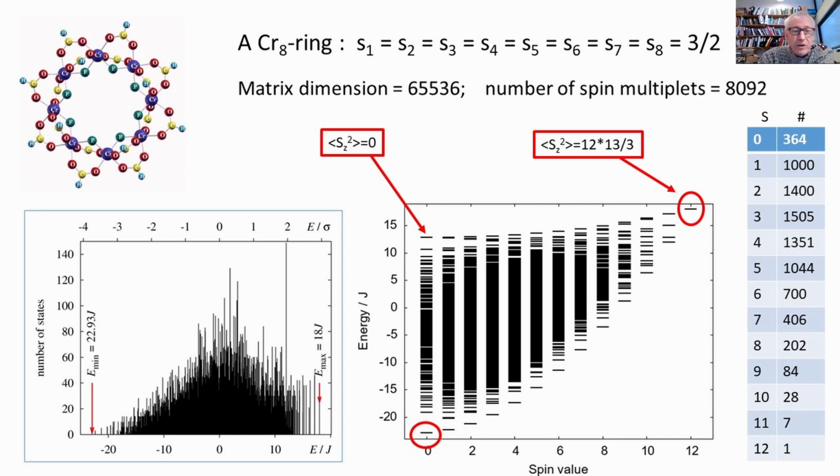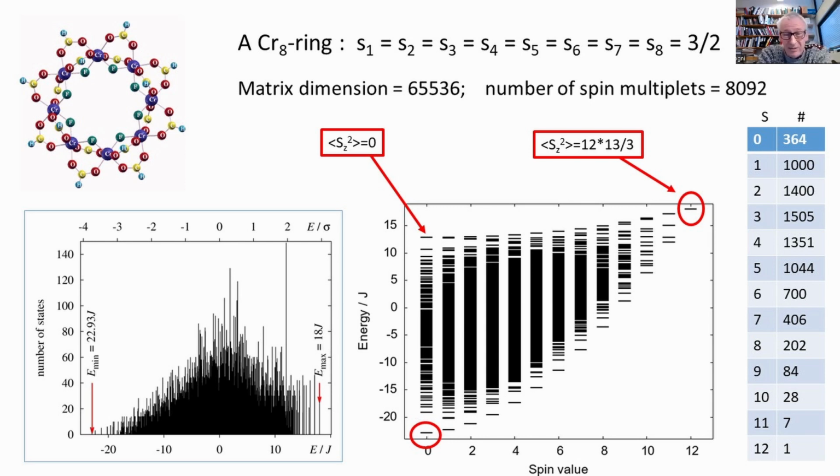Going a little bit further up in complexity, if you make a ring of 8 chromiums, each with a spin 3/2, you end up with matrix dimensions of 65,000. And an energy level diagram for this is shown here. It's actually provided to me by Stegios, who made an art out of computing energy levels for big spin systems.